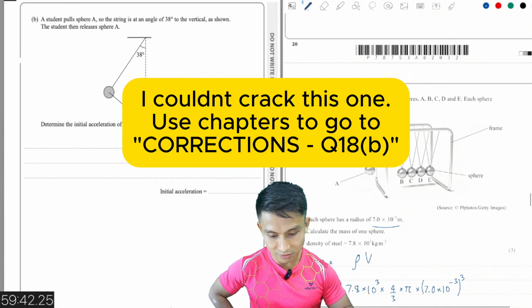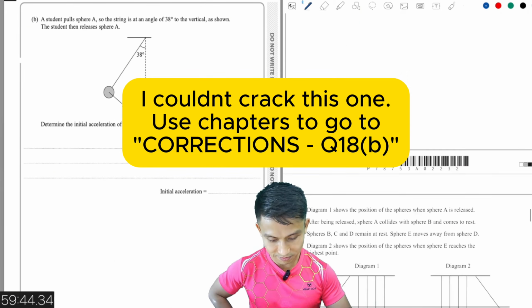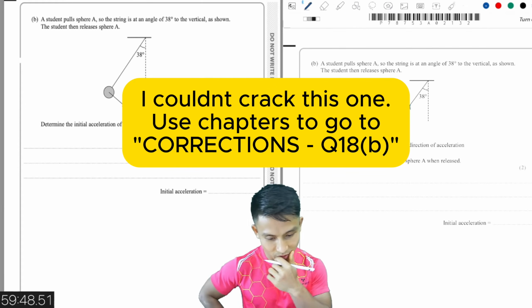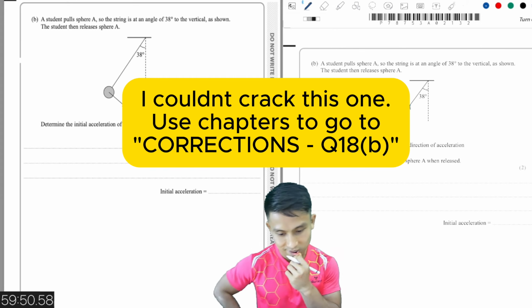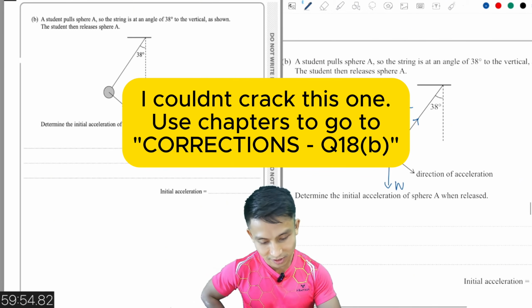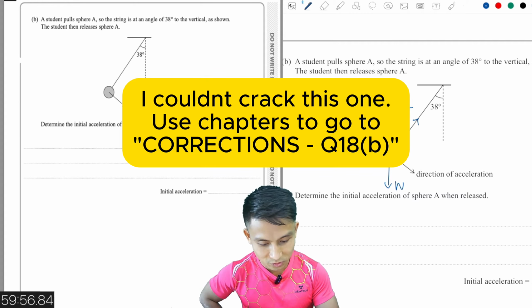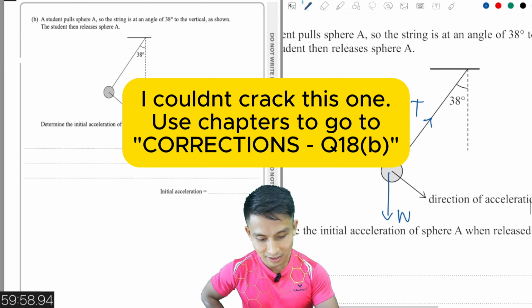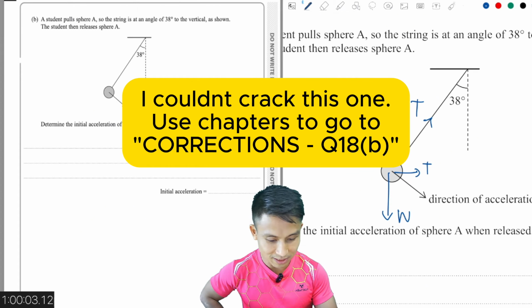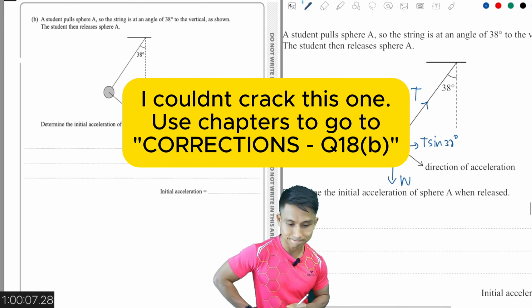Let's see if we have to draw a vector diagram. Probably not. We already know the weight, right? We don't quite know the tension yet. But okay, we can solve the equation, this is 2 marks. So this must also be 38. So this is then T cos 38 degrees, and this is then T sine 38 degrees.